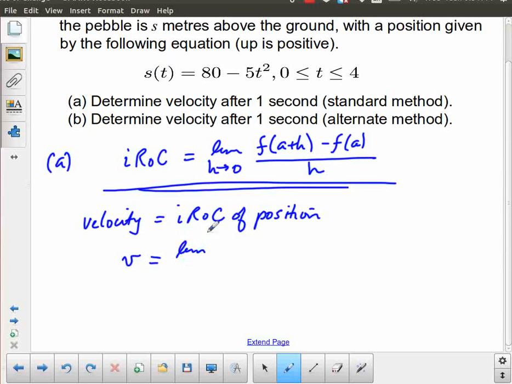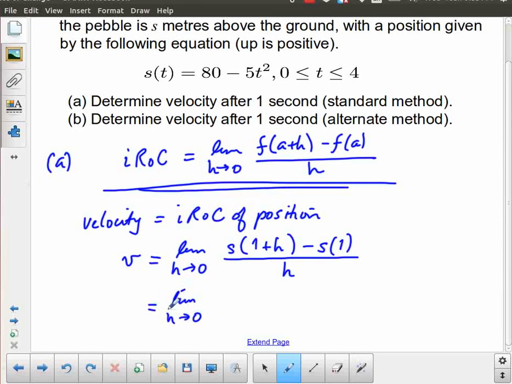So first of all, we're going to take the limit as h approaches 0, but instead of f of a plus h, it's going to be s of something plus h, but instead of a, what I'm going to use is the value 1 second. So that's going to be s of 1 plus h minus s of a, but again, my a value is 1 second, divided by h.